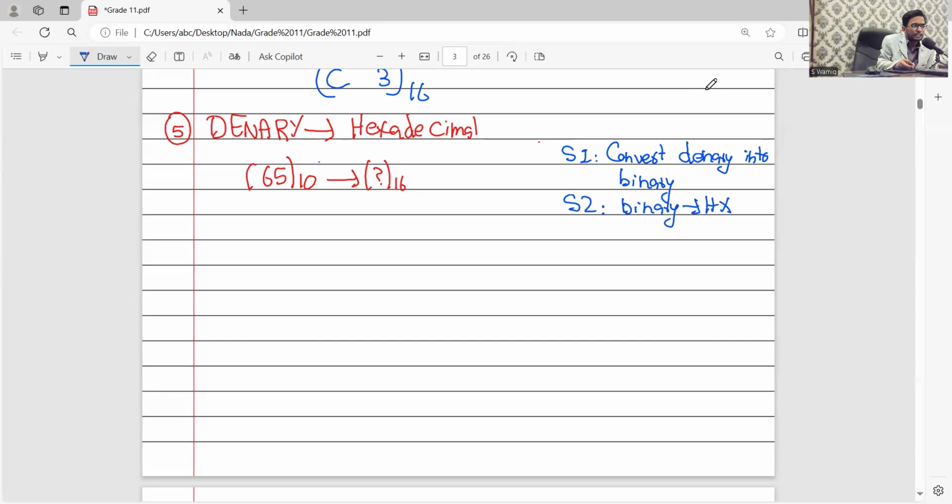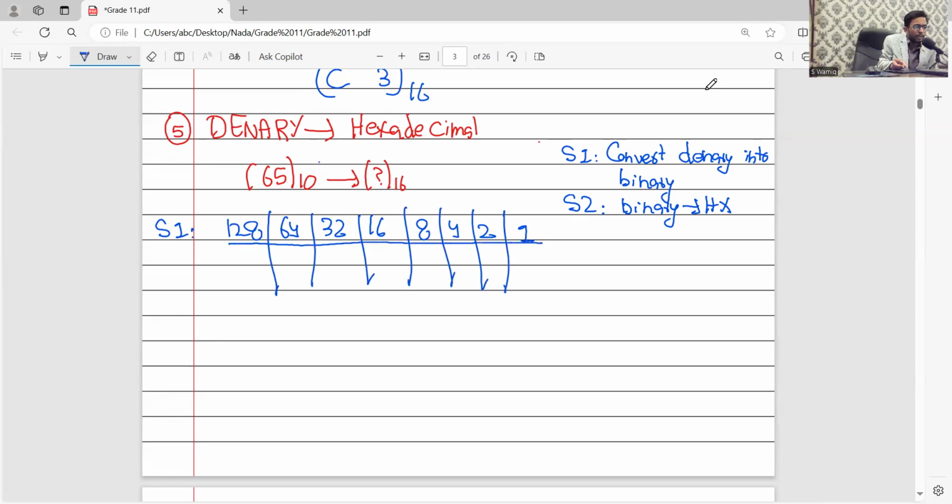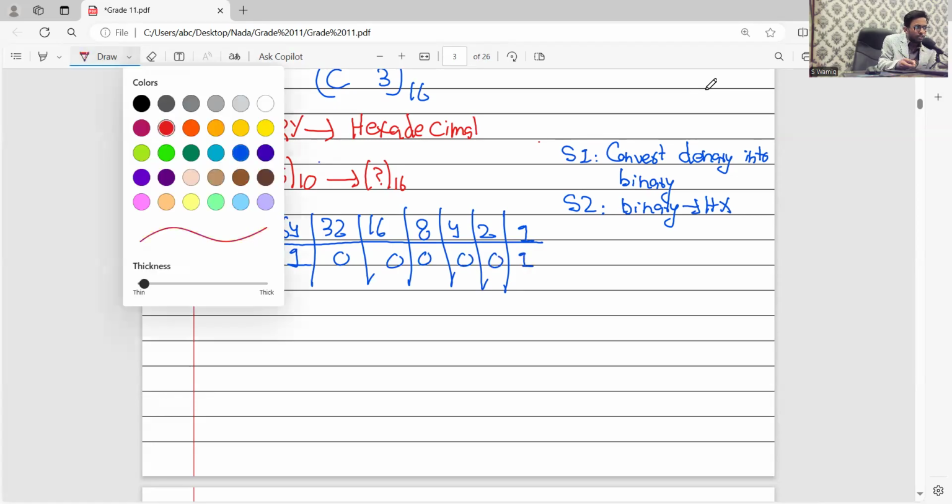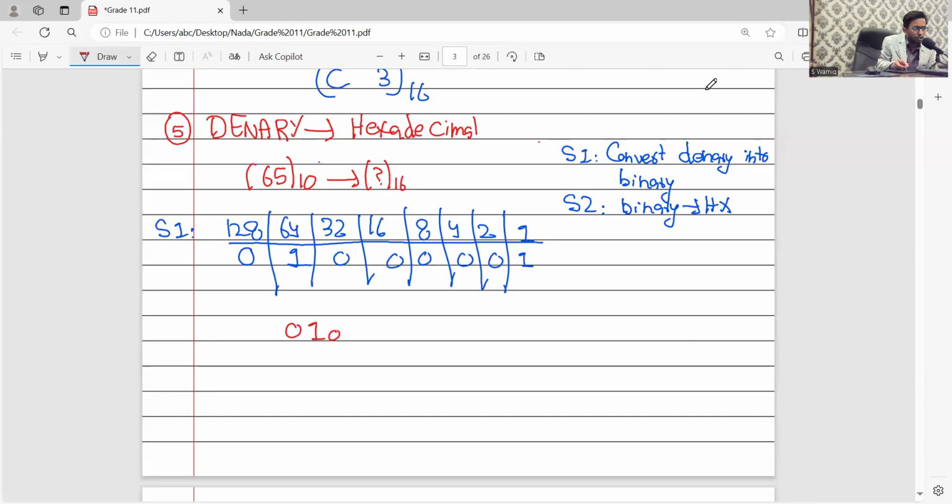So first of all, let's do this. This is my step one. I'm going to convert 65 into binary. I can do that with 1, 2, 4, 8, 16, 32, 64, 128. So this is going to be 0, 1, 0, 0, 0, 0, 0, 1. So the final answer of this is 0, 1, 0, 0, 0, 0, 0, 1. This is the binary answer. And now I believe that we have already completed that.